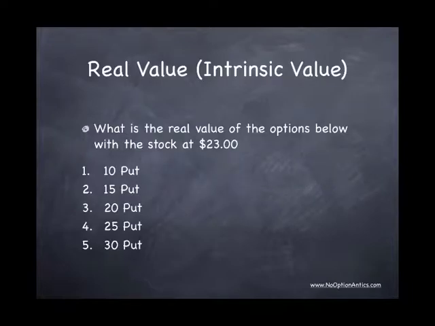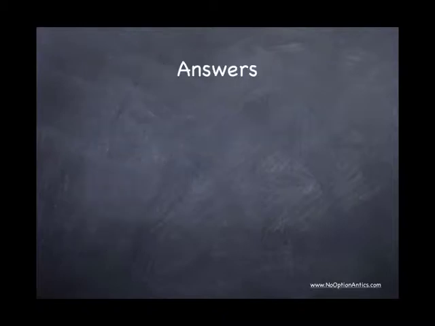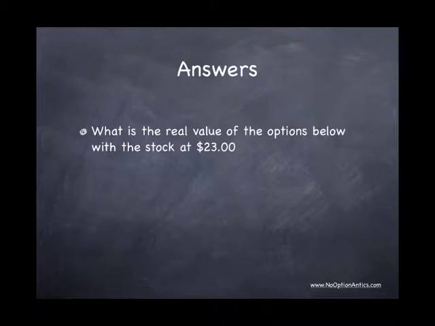Let's look at an example, and let's look at real value of an option. And here's an example of a stock trading at $23, and let's look at what each one of these puts represents as far as a value, what the real value of each one of these puts is. So let's take a look at the answers here. Let's look at the real value of those options with the stock at $23. The 10 put would give you the right to sell stock at $10. But if the stock were trading at 23, why would you sell it at 10? So obviously that option has no real value.